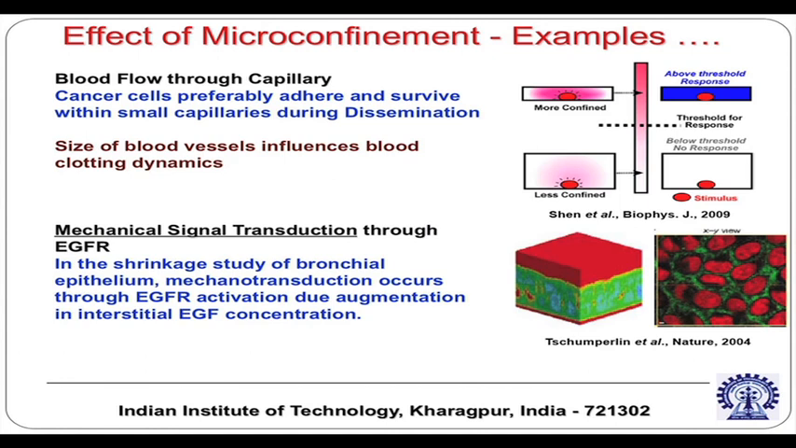Now there are several other examples where the effect of micro confinement of the cell can be important, like blood flows through capillaries. Cancer cells preferably adhere and survive within small capillaries during dissemination. The size of blood vessels influences blood clotting dynamics, and mechanical signal transduction through EGFR, that is the epidermal growth factor receptor, is one of the critical issues by which mechanotransduction, or transduction of mechanical signals in a biophysical system, may be possible.